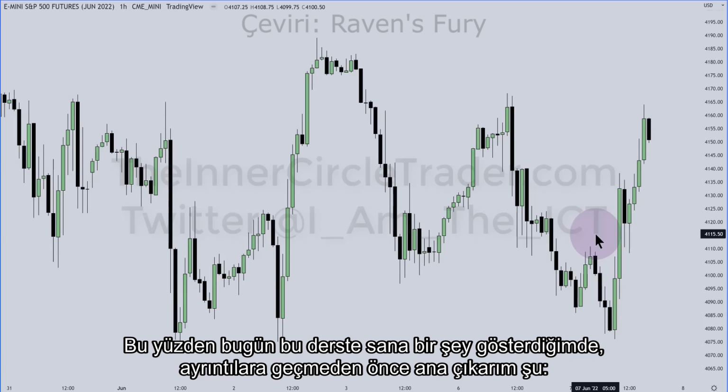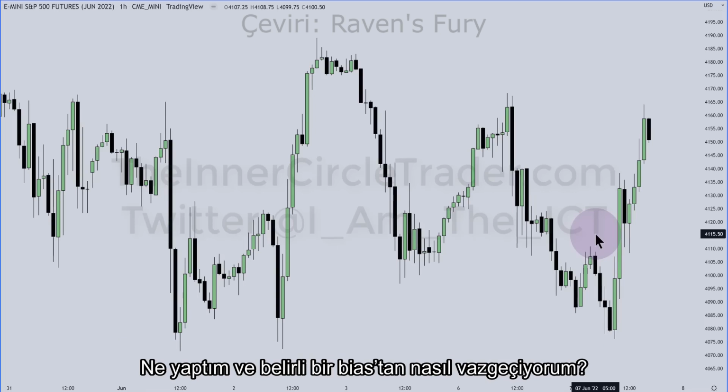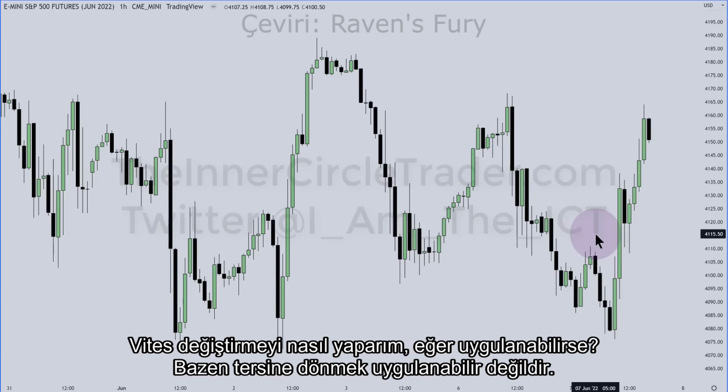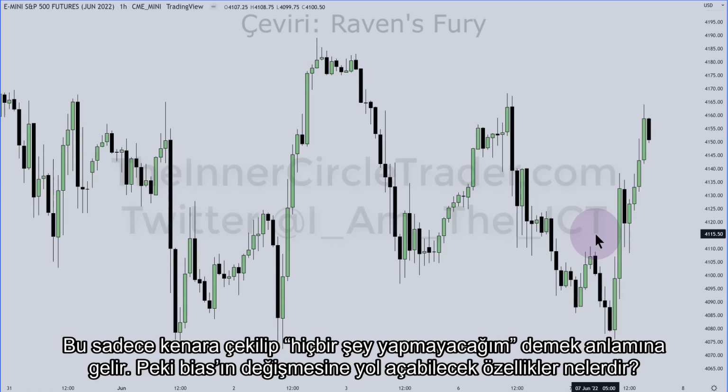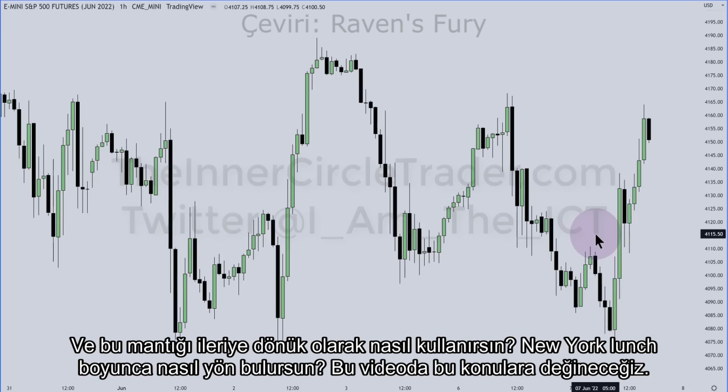So if I go in and I show you something in this lecture today, the main takeaways before I get into it is this. What did I do and how do I go about abandoning a specific bias? How do I change gears if it is applicable? Sometimes it's not applicable to reverse. It just means move to the sidelines and just say, I'm not going to do anything. And what are the characteristics that would lead to a bias that is changed? And how do you use that logic going forward? And how to navigate the New York lunch hour. Okay, so we're going to tackle those topics in this video.